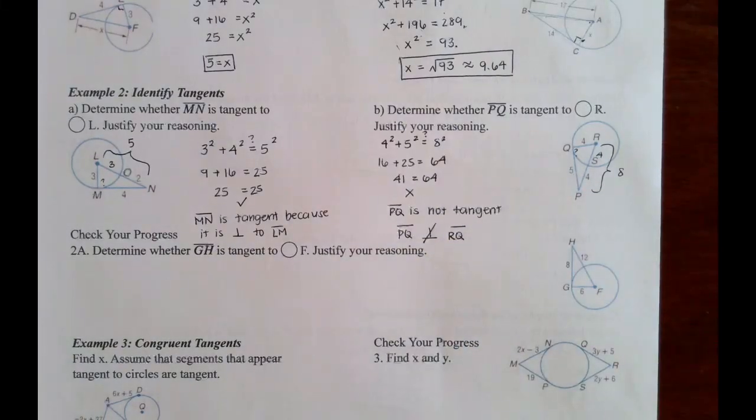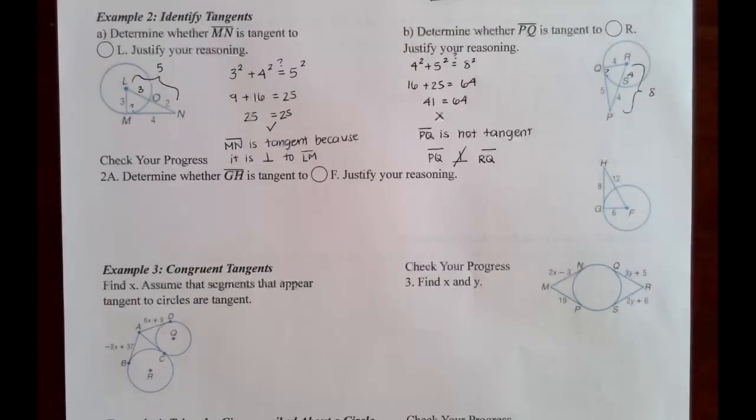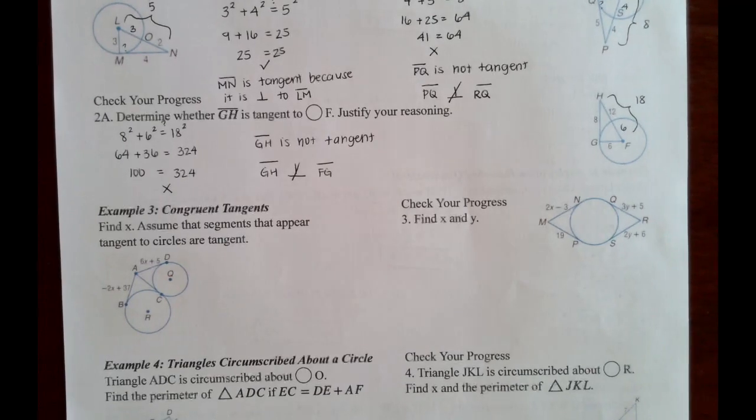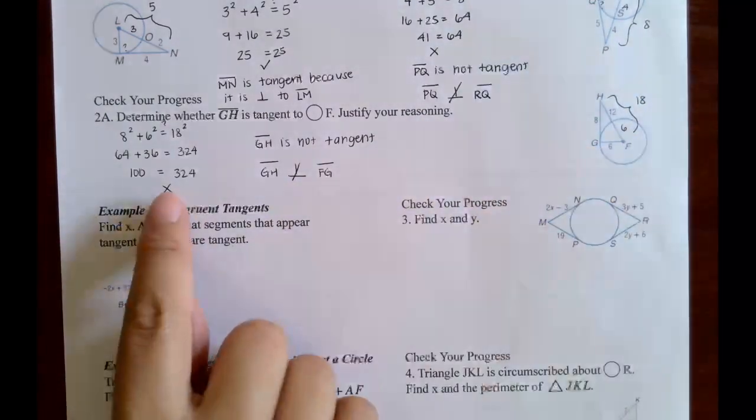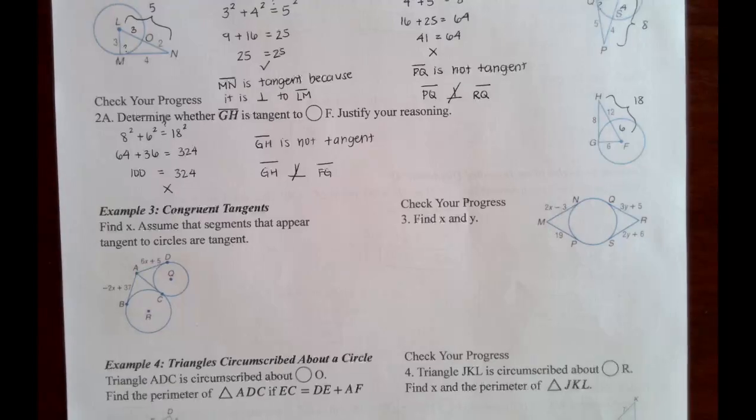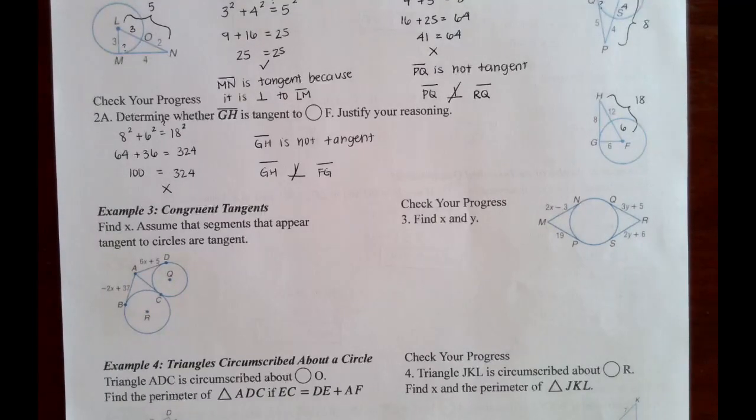There you go. So why don't you try CYP2A, and then once you got your answer, come and check. You should have gotten that GH is not tangent to the circle. The reason why is because GH is not perpendicular to FG. That 100 does not equal 324. If you got that right, you can move on to our next example. If not, here is your explanation.